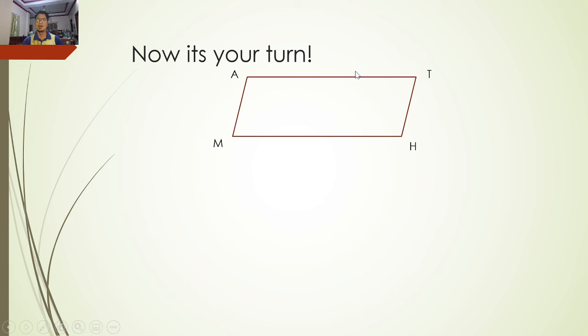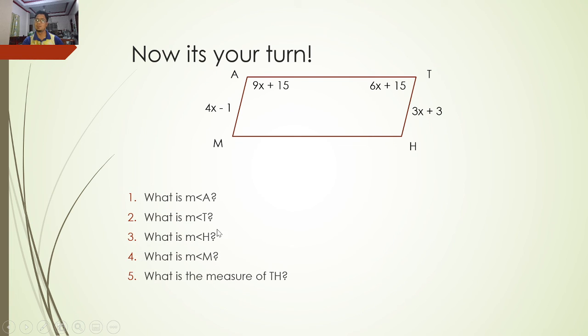Ano given natin sa parallelogram na to? Yung dalawang angle, A at saka T, 9x plus 15 at saka 6x plus 15. Ito yung dalawang angle. And then yung side, AM is 4x minus 1, TH is 3x plus 3. Anong question? Ito. What is the measure of angle A?